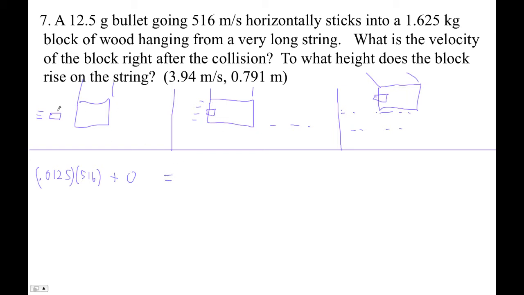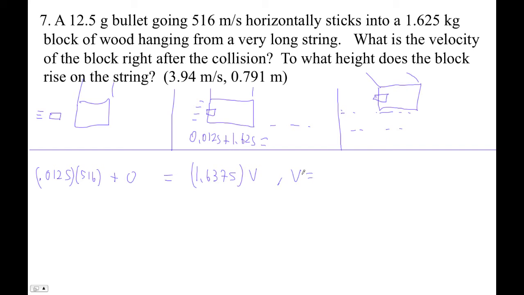And let's use momentum from here to here. So m times v plus 0 is equal to, what is this? This is 0.0125 plus 1.625. We have to figure out the mass of the bullet and the block. So 0.0125 plus 1.625 is 1.6375. Did I do that right? I think I did. Just double check here. Times v. So let's figure out this v.